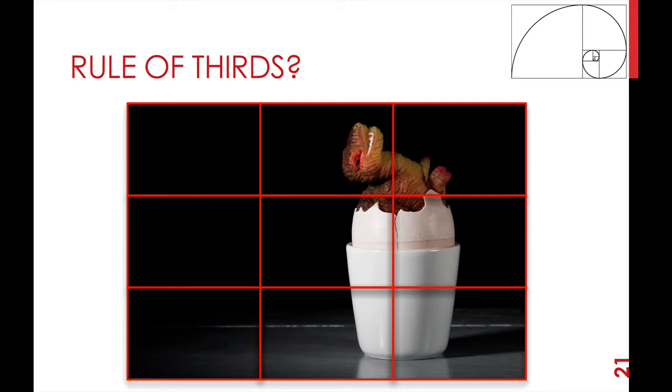So the dinosaur in the egg cup is lined up on the outer third. That negative space, that dark space on the left, sort of helps and supports the image, but I could have put it in the middle. But actually, generally, images are a lot more appealing if you follow this rule of thirds.